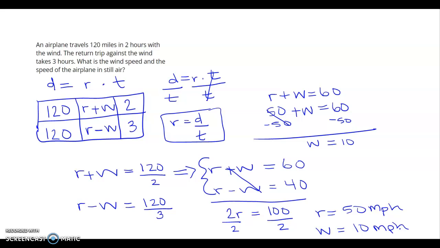Now on this problem, you may want to look and make sure it makes sense. So if you got wind speed was like 200 miles per hour and the rate was 10 miles per hour, you might think, maybe I switched the rate of the airplane or the speed of the airplane and the wind speed. So just kind of do a double check, and then you can also check and make sure they make sense with the problem. I hope that helps.